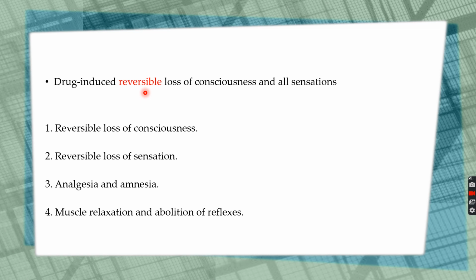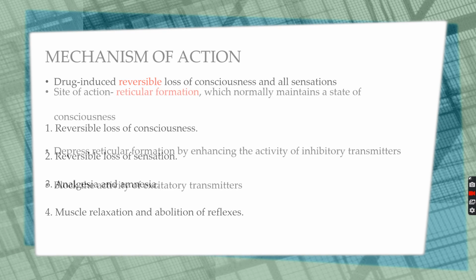So anesthesia comprises of the following points: there is reversible loss of consciousness, there is reversible loss of sensation, there is analgesia, that is during the period of anesthesia the person is not able to feel any pain. There is amnesia, that is the person is not able to remember the things that happened during the period of anesthesia. And there is muscle relaxation and abolition of all reflexes. Thus, general anesthesia is a combination of these four important features.